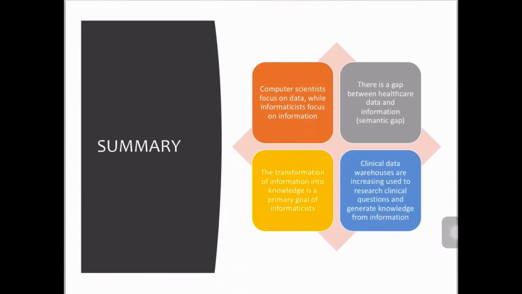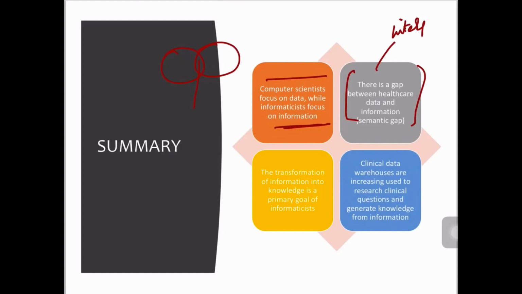So in summary, I would say computer scientists focus on data, while informaticians focus on information. And for information retrieval, we have the informatics circle, the computer circle, and information retrieval. Then we say there is a gap between healthcare data and information. We call this a semantic gap. We see interoperability, and I said to search on semantic interoperability and syntactic interoperability. I will create a discussion on this. Please check that. That will be a graded discussion in your week as homework.